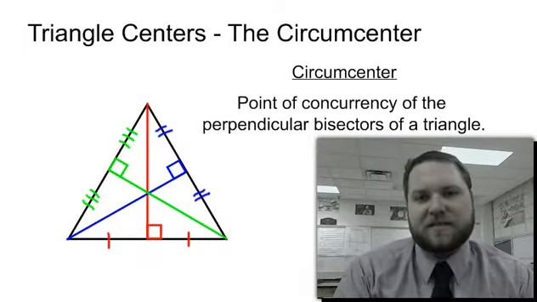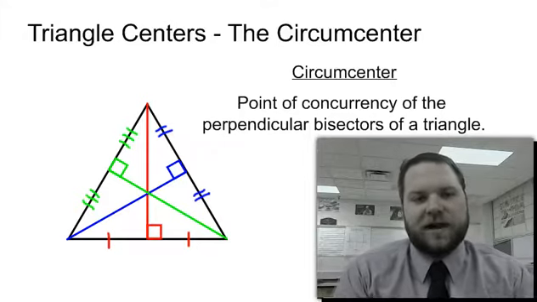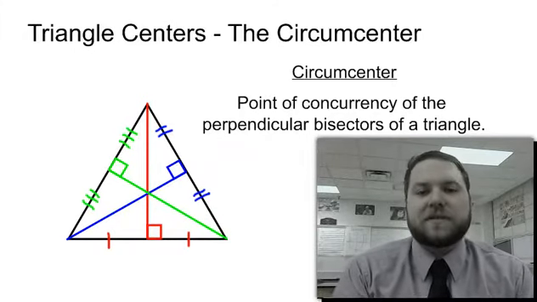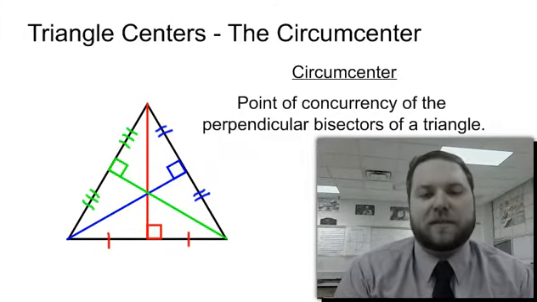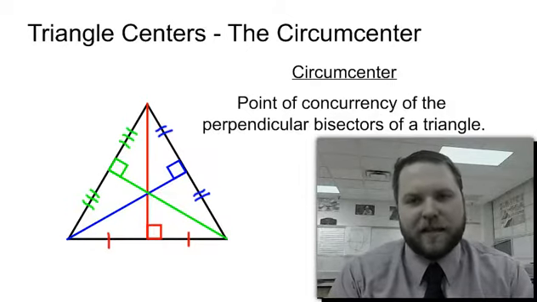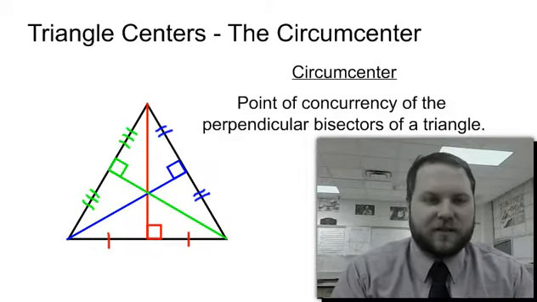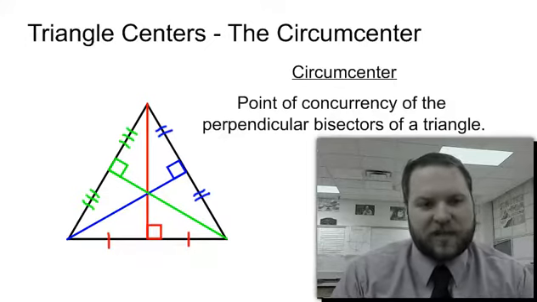So two ways of defining the circumcenter. We can say it's the center of a circle that circumscribes the triangle. We can also say it's the point of concurrency of the perpendicular bisectors of a triangle. And in the next video, you're going to learn how to construct this with a compass and straight edge.